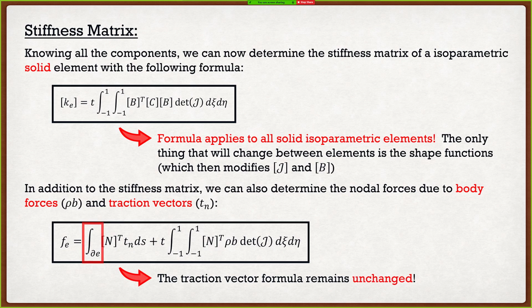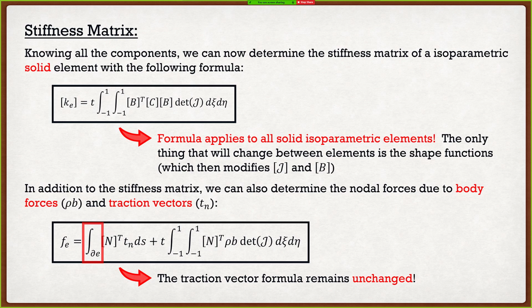So the hint is no. If we look at this component here for our traction vector and compare it to what we did in the previous lecture, it's the exact same. We're not modifying that traction vector. The reason is that with the traction vector, we don't integrate over the volume. We're actually integrating over the surfaces on which those traction vectors act.